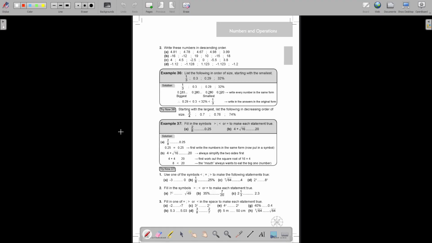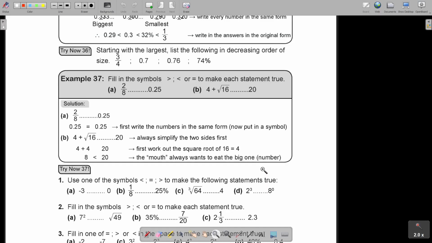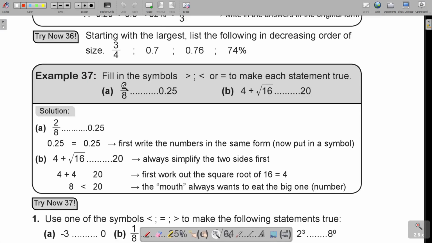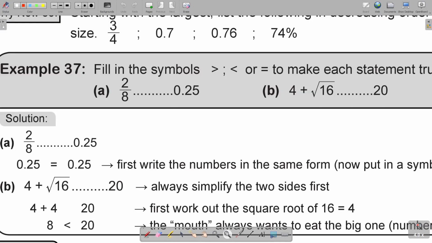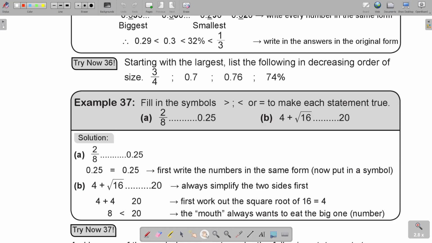Okay. So this is the grade 9 Mathematics, y equals mx plus c textbook. And the example that I want to show you is this example, 37. Let's just make it bigger. All I'm showing you is: fill in the symbols to make each statement true. You cannot compare things if they are not in the same format. So you will press on your calculator 2 divide 8. Okay, I have it.